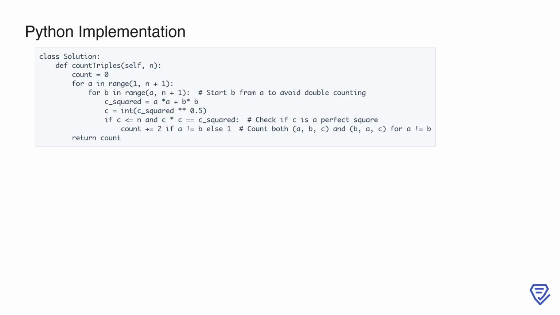If c is a valid integer and lies within the range 1 to n, the triple a, b, c is counted. To avoid double counting, the loop for b starts from the current value of a. Additionally, when a is not equal to b, both a, b, c and b, a, c are valid, so the count is incremented by 2. When a equals b, the count is incremented by 1. This ensures all valid triples are counted correctly while maintaining efficiency. The function ultimately returns the total count of such triples.